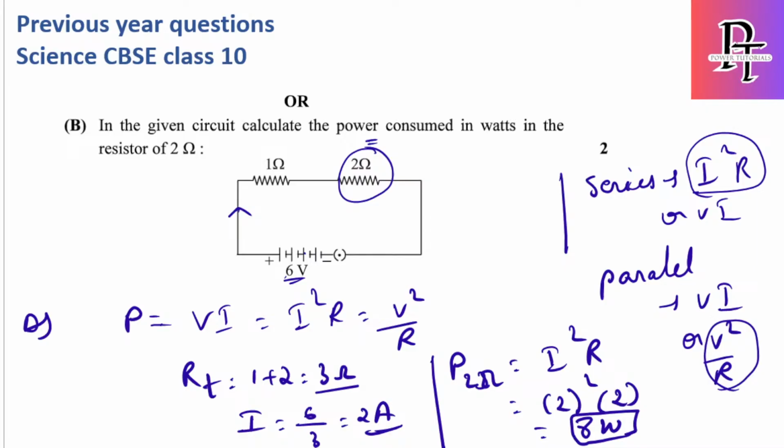So always remember, for a series circuit use the formula I square R. For parallel circuits go for V square by R to avoid any confusion. Okay, because the current and voltages are with respect to their particular resistor, not for the entire circuit.